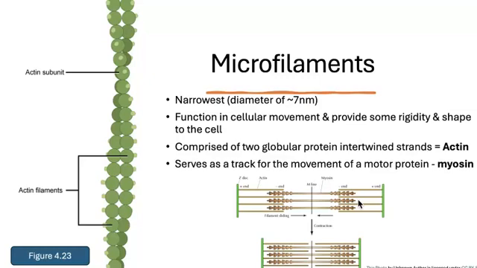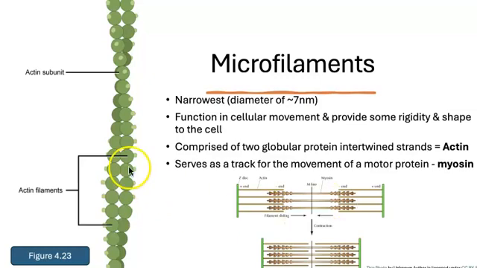These, like we said, were the smallest, so they're the most narrow, and they're functioning more in cellular movement and provide some rigidity and shape to the cell. They can depolymerize, which means disassemble and reform very quickly, which allows the cell to change its shape and move. In our white blood cells, which are in charge of our body's ability to fight infections, this is a really important ability so that the white blood cells can move to the area of infection and go through that process of phagocytosis to eat up a pathogen.